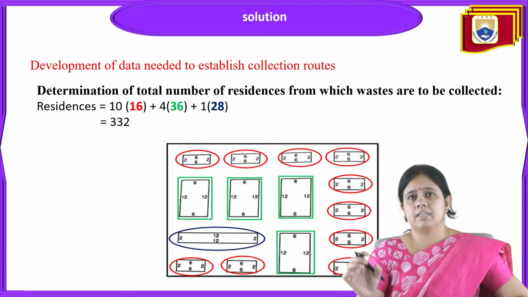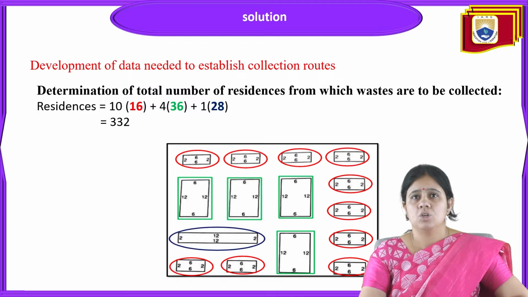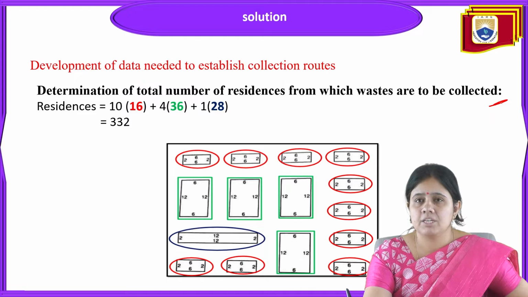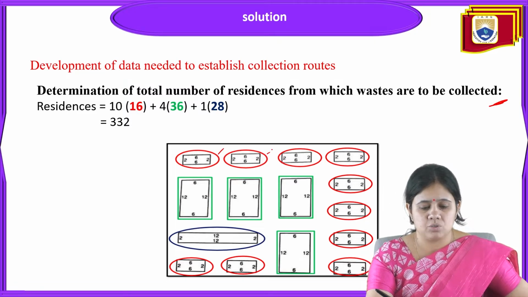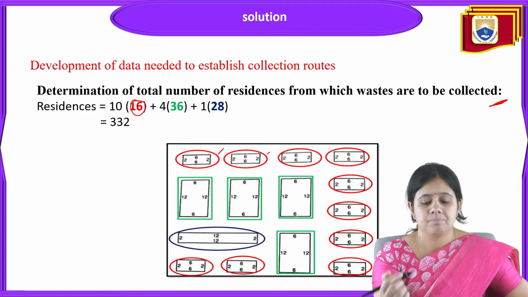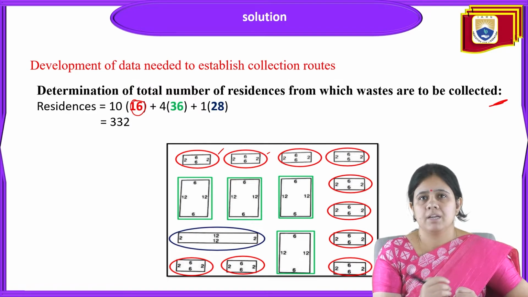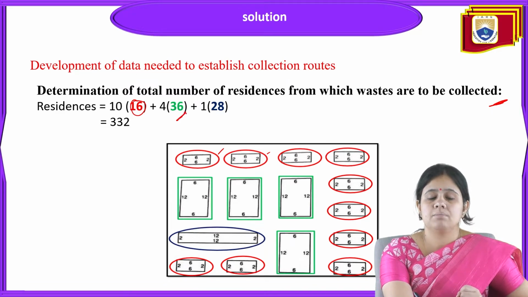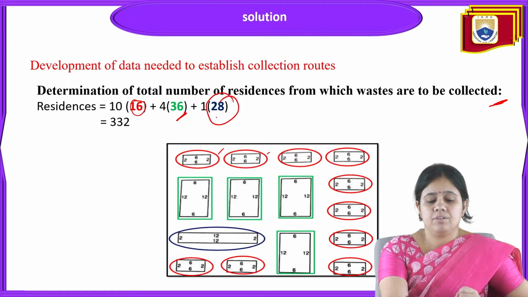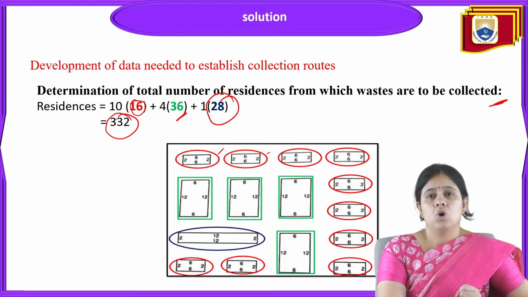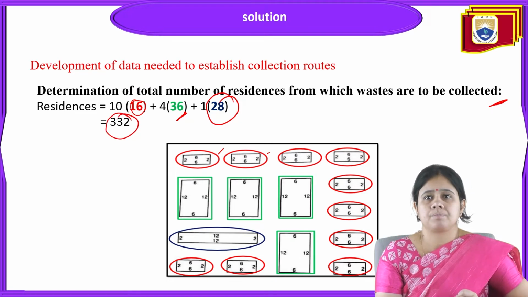So development of data is needed to establish the collection route. Determination of the total number of residents from which waste is to be collected. As we know, this type of house is of 10 numbers, and in these 10 houses, 16 residents are there. This type of house is 4 in number, this green color, and in these 36 residents are there. And this type of house is 1, with 28 persons. So if we calculate, we will find that 332 families are living in that society. From that location, 332 families are living.